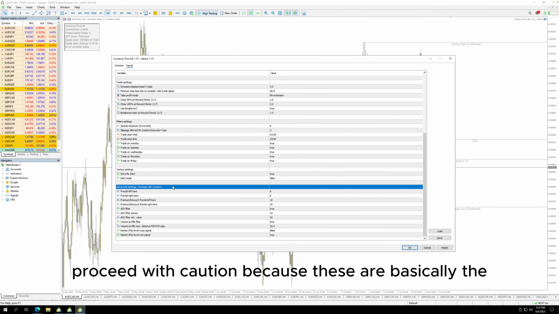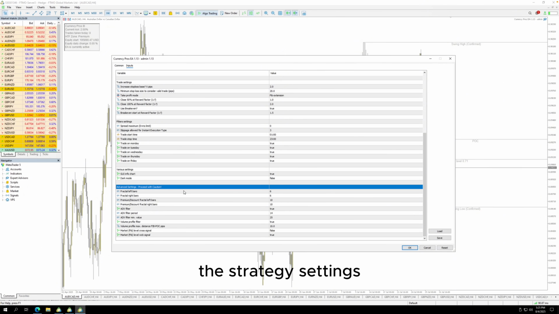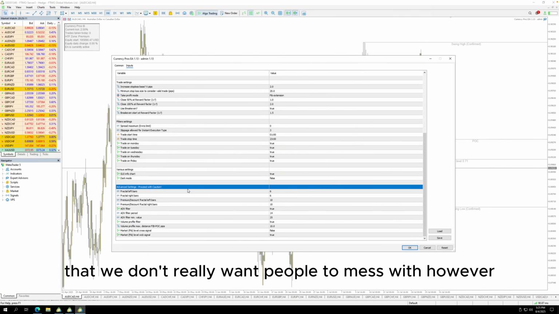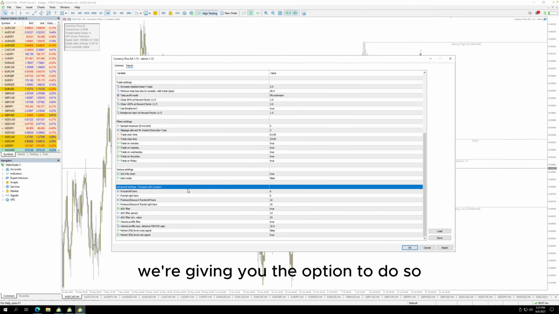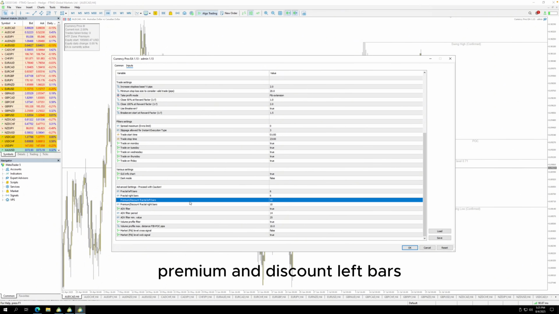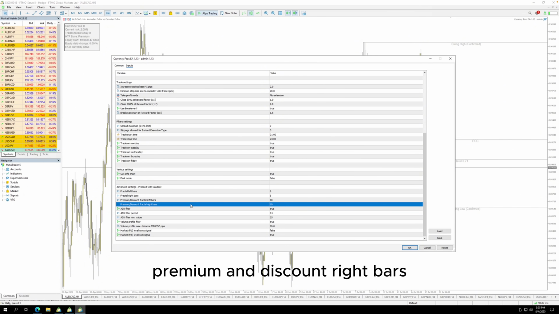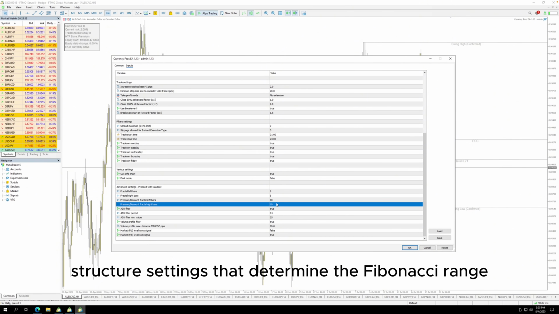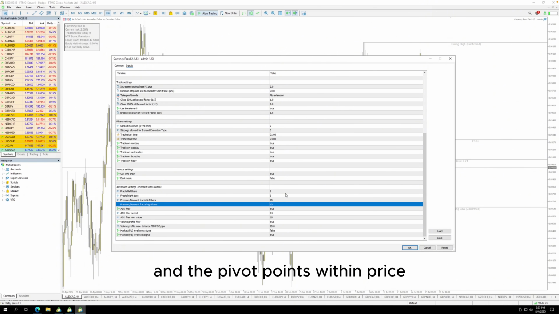Next up, we've got some advanced settings, and there's a little warning here that says proceed with caution, because these are basically the strategy settings that we don't really want people to mess with. However, we're giving you the option to do so if you're a more experienced trader and you want to test things out for yourself. So we've got some market structure settings: fractal left bars, fractal right bars, premium and discount left bars, premium and discount right bars. So these are the market structure settings that determine the Fibonacci range and the pivot points within price.